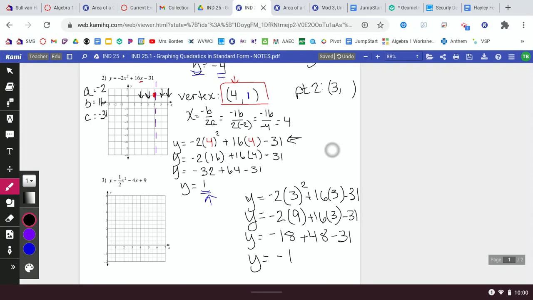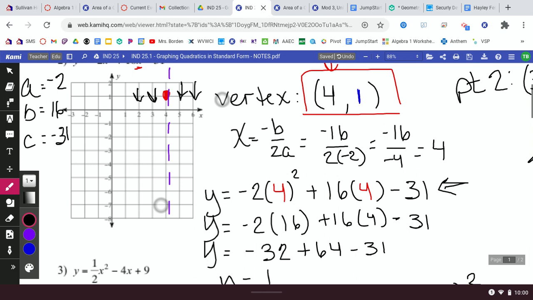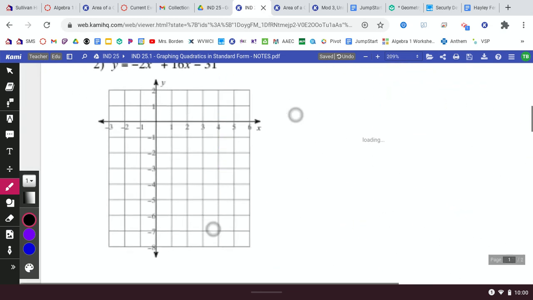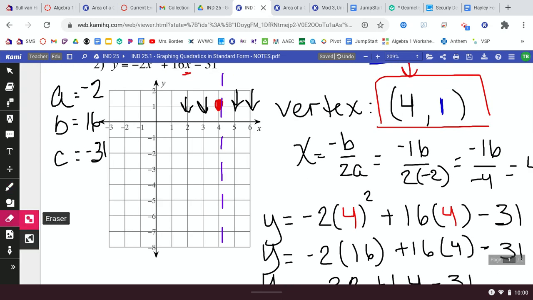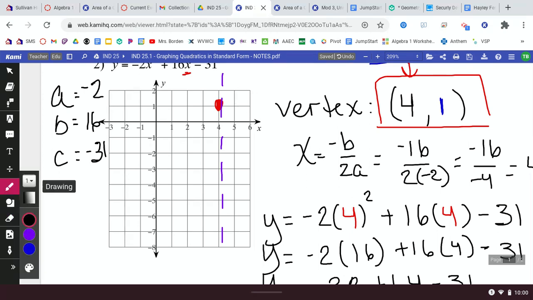So I'm going to come up here, right, to where my second point was, and I'm going to put in that y value. Now, 3, -1. That is my second point. So I'm going to come up here to my graph, and I'm going to, just for now, erase these because I was just pointing to show you what I was looking at. I'm going to graph the point 3, -1. Okay. Now, because of my axis of symmetry rule, I am 1 block away from the axis of symmetry on the left. I'm going to go 1 block on the right.